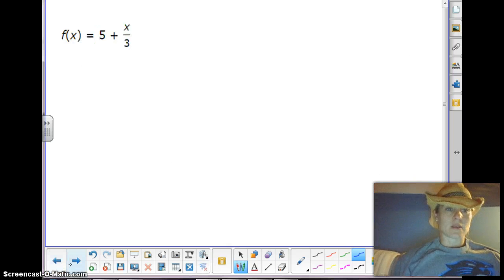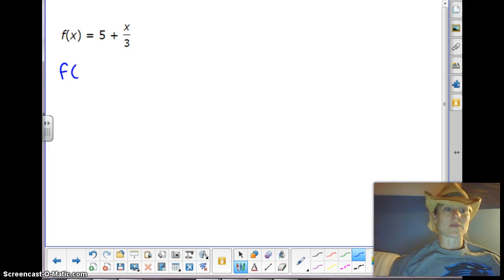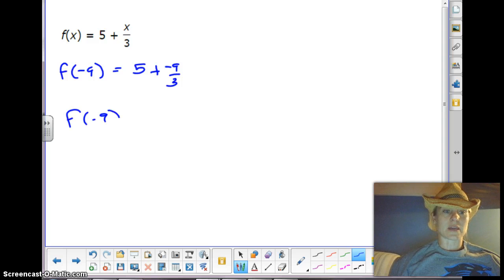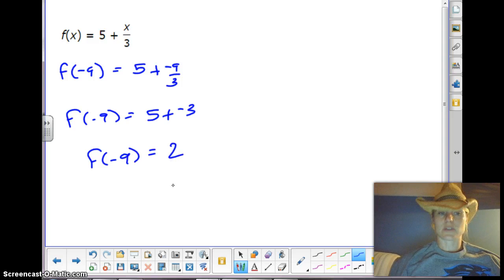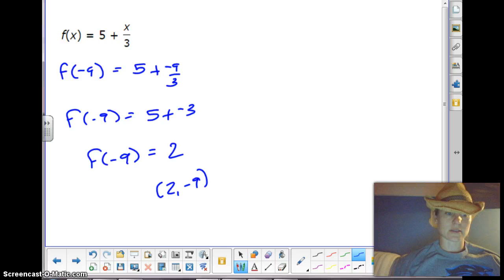So if I look at this one, and I say I want to know what f of negative 9 is, we're very simply going to rewrite this equation, but instead of x, we'll put negative 9 over 3. So then we'll have f of negative 9 equals 5 plus, and then that becomes negative 3. So f of negative 9 gives me a positive 2. And then if I wanted to write it as a coordinate, it would be negative 9, 2. Okay, so we're going to do a little bit with that, some practice here.